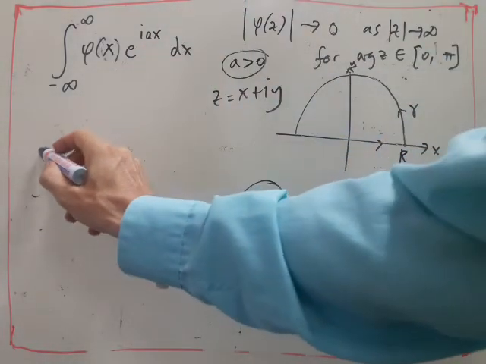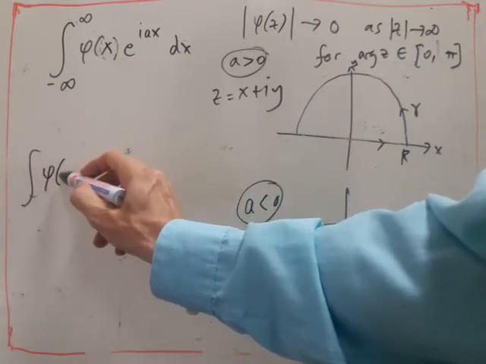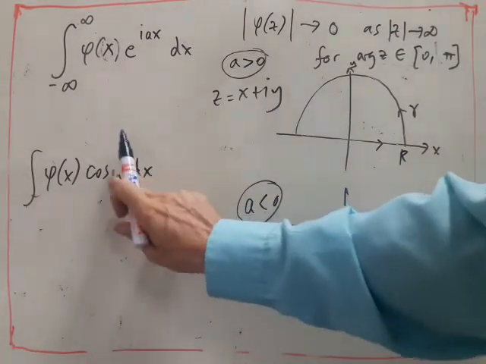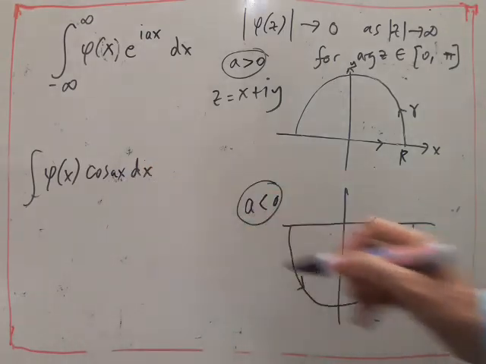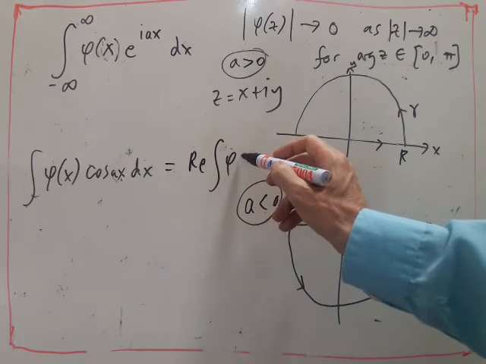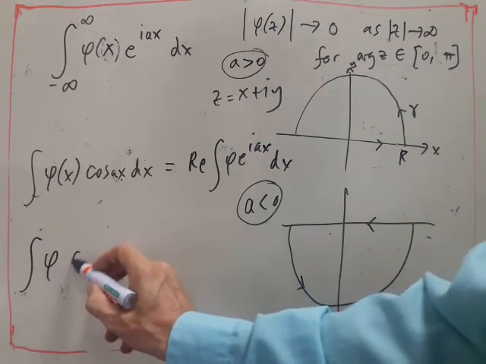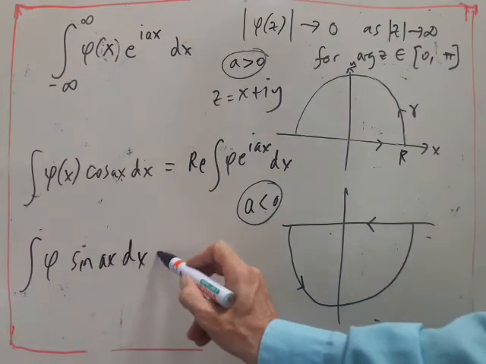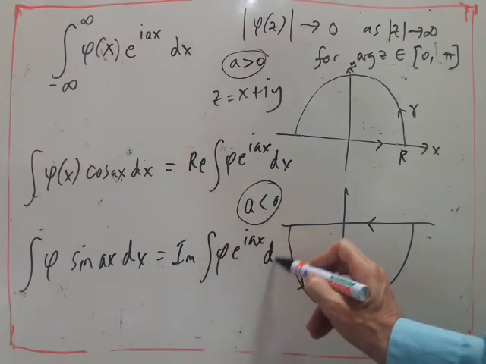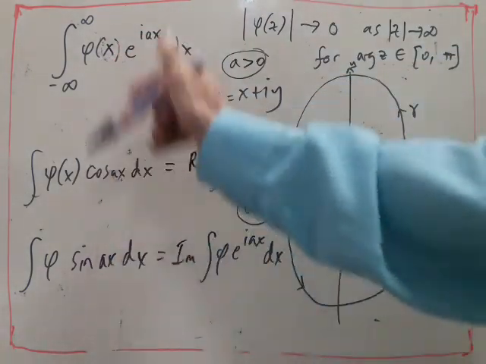Also, if you want to evaluate integrals like this, we've seen something similar to this a bit earlier in the course. If you want to evaluate, for example, phi times cos ax, then that's just the real part of phi times e to the iax dx. And if you want to evaluate phi times sine ax, then that's just the imaginary part of phi e to the iax dx.